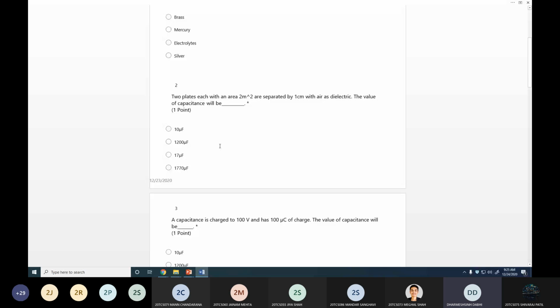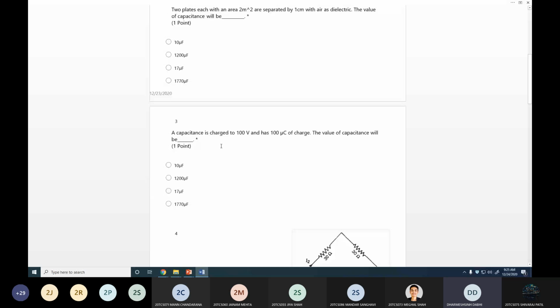Okay. Third: a capacitor is charged to 100 volt and 100 microcoulomb of charge. The value of capacitance will be. Yes. What is the answer? 10 microfarad. How 10 microfarad? So 100 volt and 100 microcoulomb charge Q. So we use the formula and we get 10 microfarad.